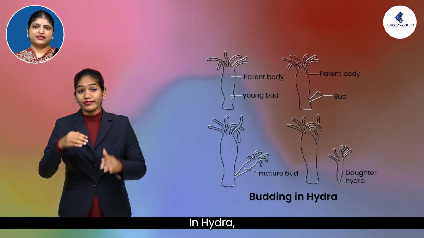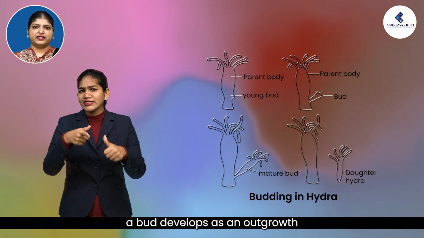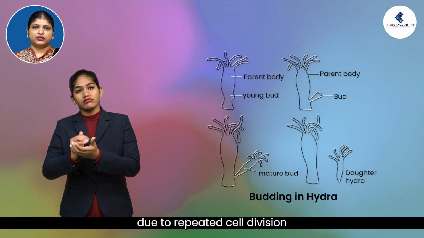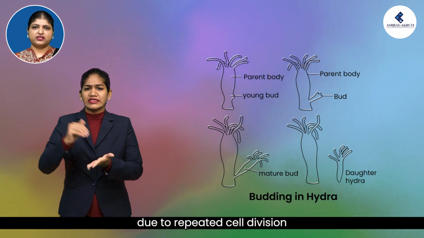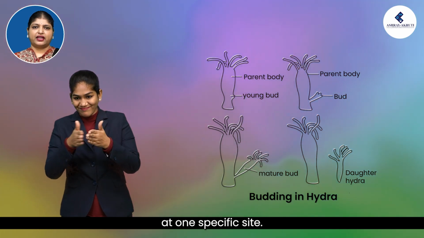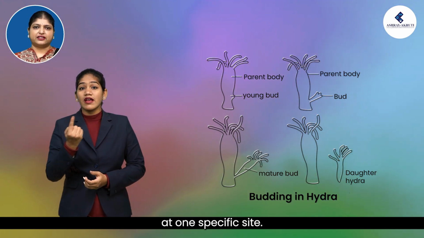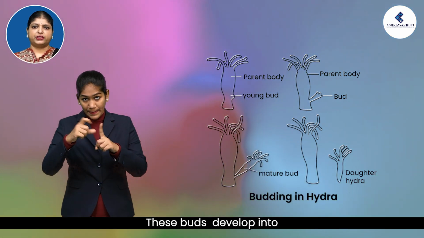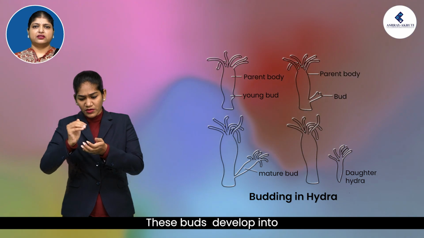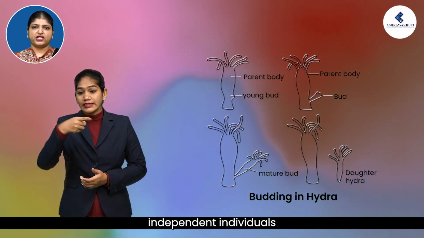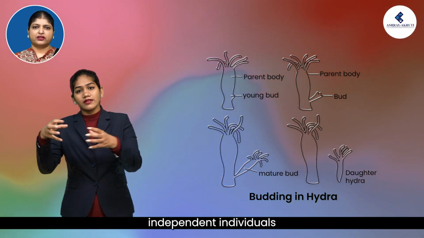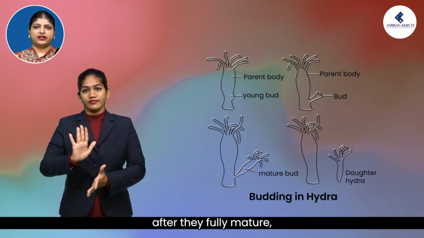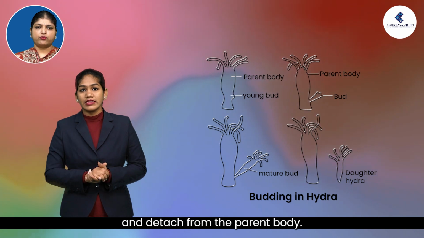In Hydra, a bud develops as an outgrowth due to repeated cell division at one specific site. These buds develop into independent individuals after they fully mature and detach from the parent body.